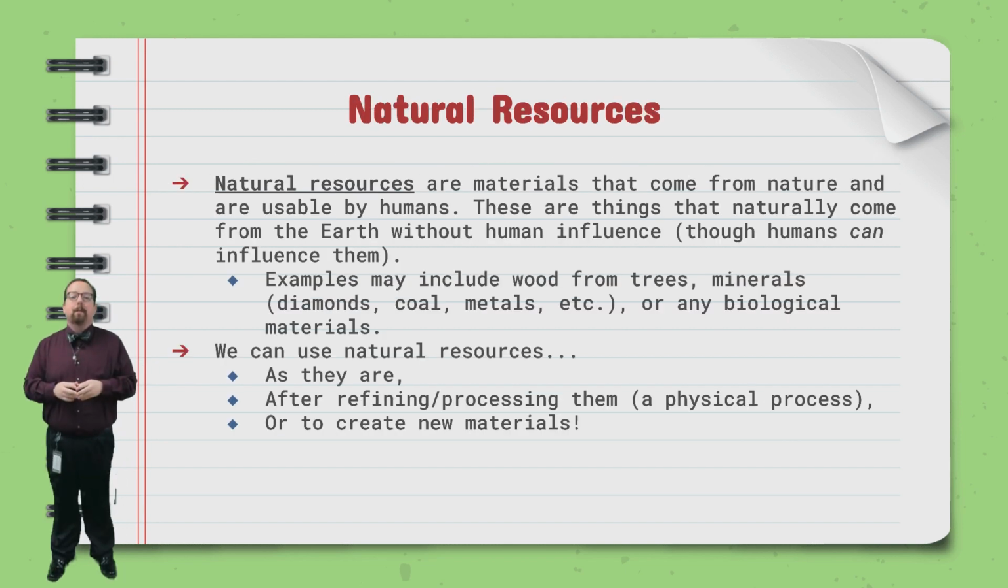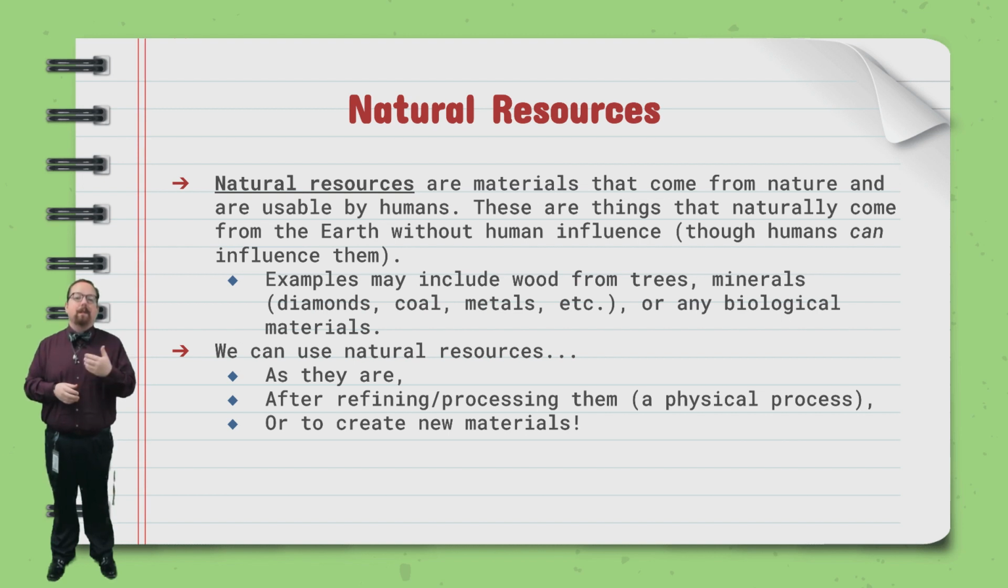First off, let's start with something you probably already know about: natural resources. Natural resources are materials that come from nature and are able to be used for the benefit of humans. They come naturally from the earth without human influence, though humans can influence them if they desire to. A classic example is wood from trees. Without human intervention, woods and forests will grow and provide this natural resource. Humans have to harvest those trees in order to get the wood from them.